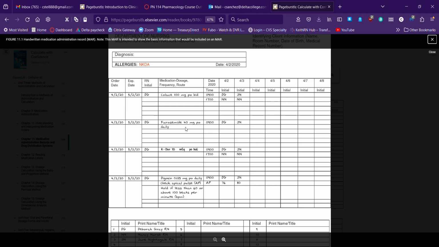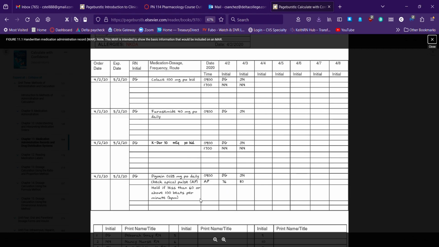Then you have K-Dur, 10 milliequivalents PO BID. K-Dur is a potassium supplement. Again, that one's twice a day. So you want to make sure that you have your times written, and then as they are given, they are signed off on.